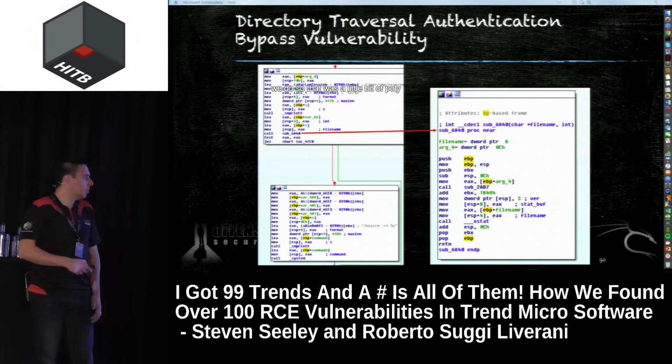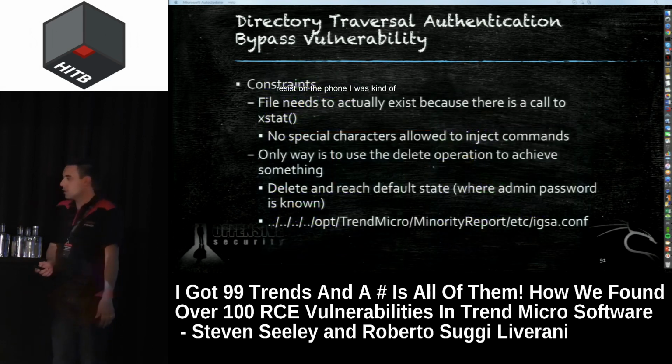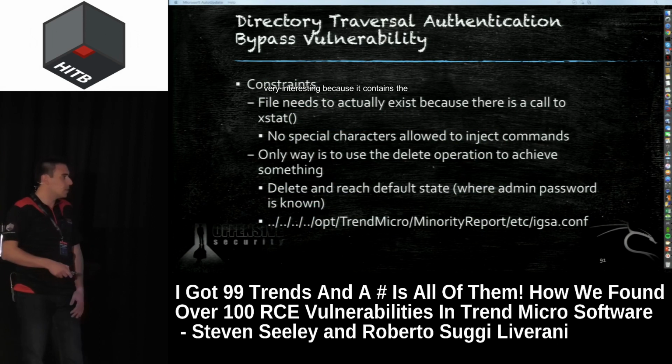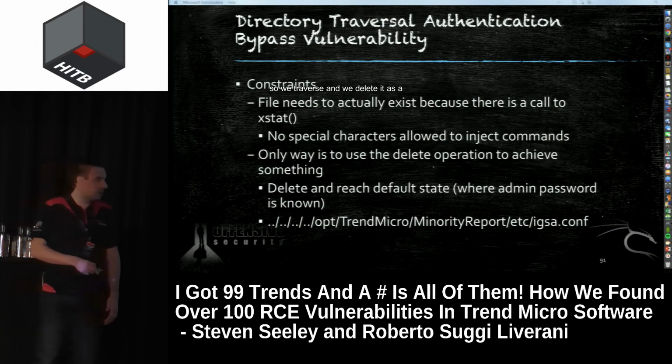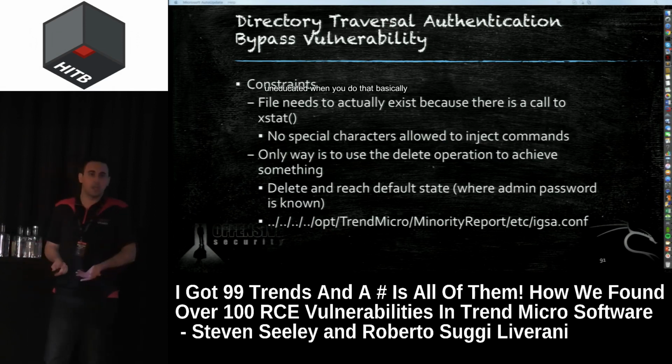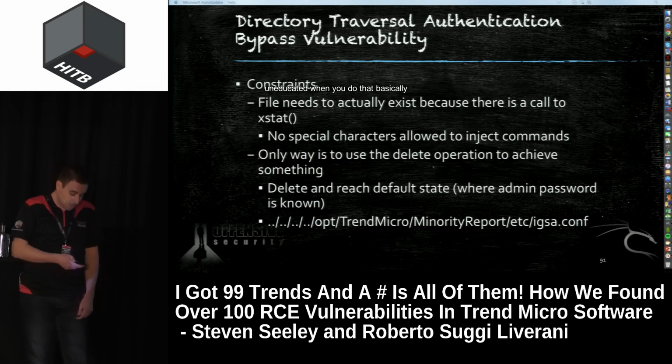Yeah, so a file needed to exist on the file system. It was kind of constrained. After some other inspection, we found that this file is quite interesting because it contains the credentials of the admin user. What we noticed is that we can traverse and delete it as unauthenticated, because it's a logoff function, so you're automatically unauthenticated when you do that.